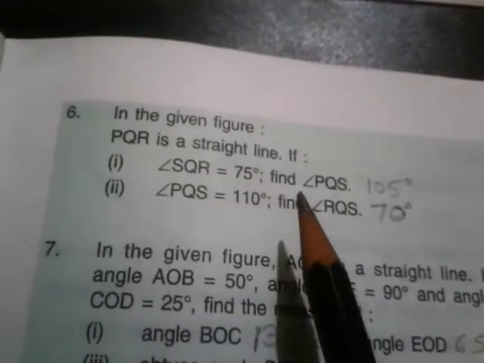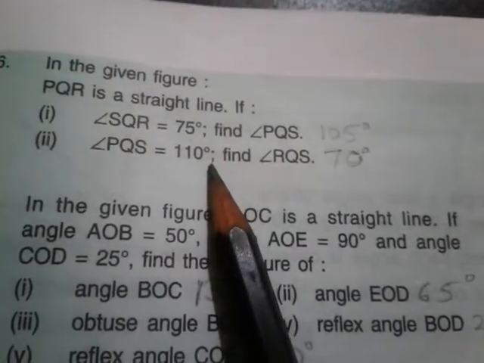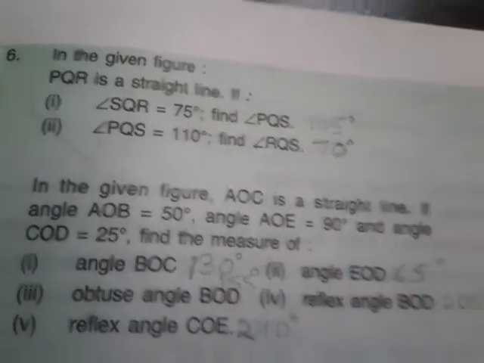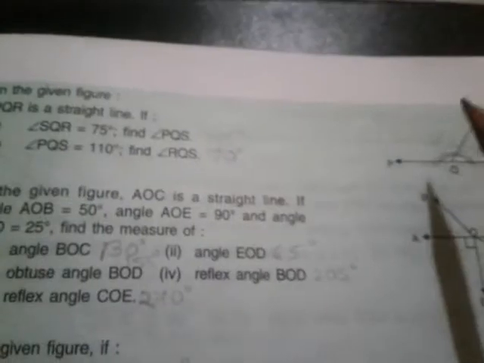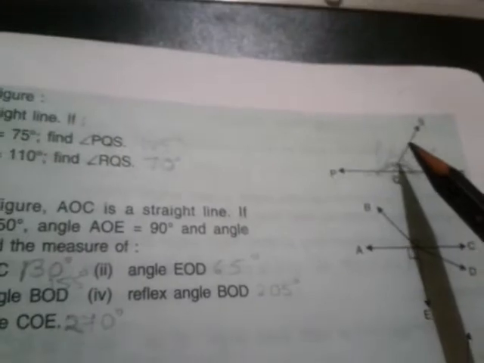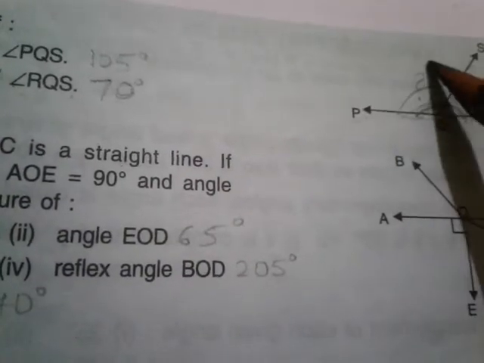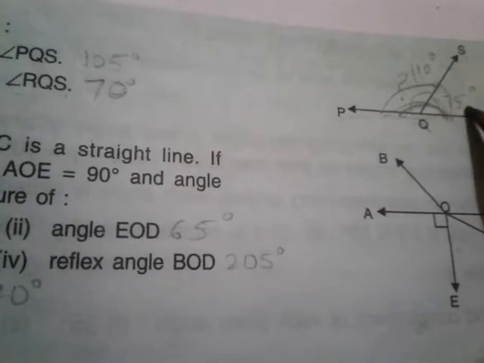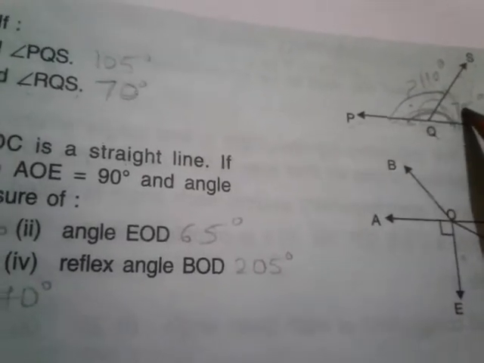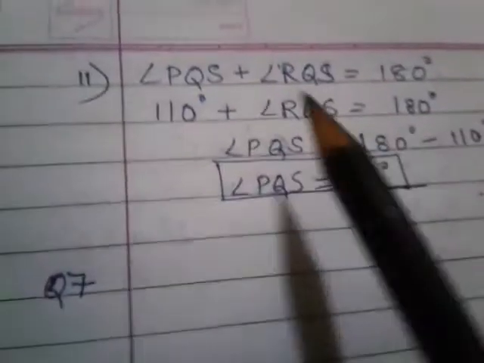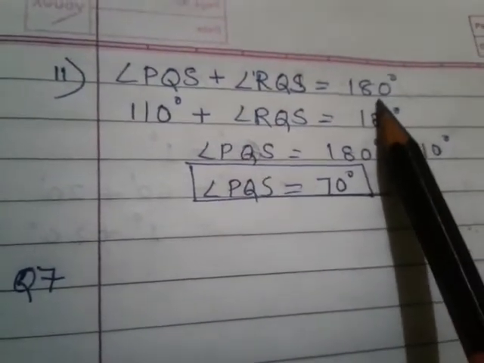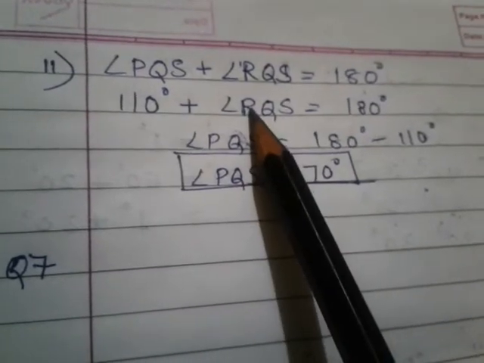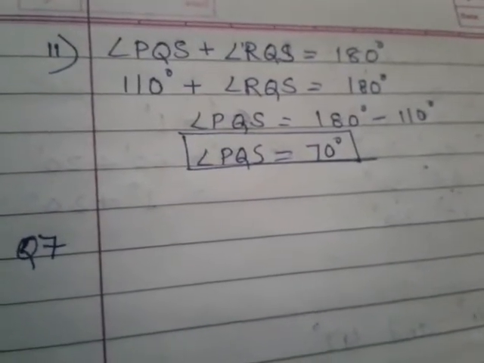Same way, next sub question: angle PQS is equal to 110. Find RQS. Now this time, angle PQS is given, 110. So this angle is given as 110 this time, and you have to find this one. The procedure is the same. This plus this is equal to 180 degrees. So angle PQS plus angle RQS equals 180 degrees.